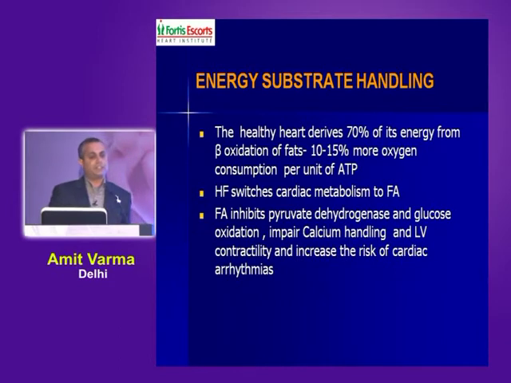An interesting concept that is evolving and nowhere close to clinical practice is about energy substrate handling. And this comes from a basic fundamental that the healthy heart derives 70% of its energy from beta oxidation of fats. And the heart failure patient switches cardiac metabolism to fatty acids. Now, if you find ways by which you can modulate this, it can help with glucose oxidation, improve calcium handling, and LV contractility would improve.